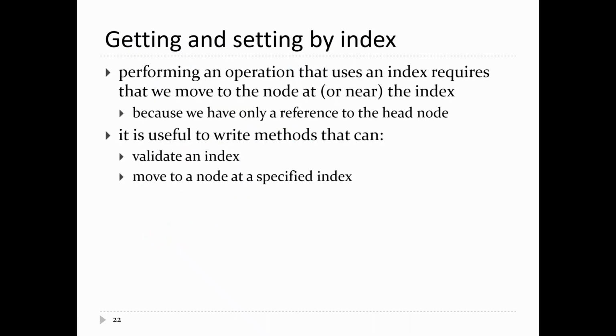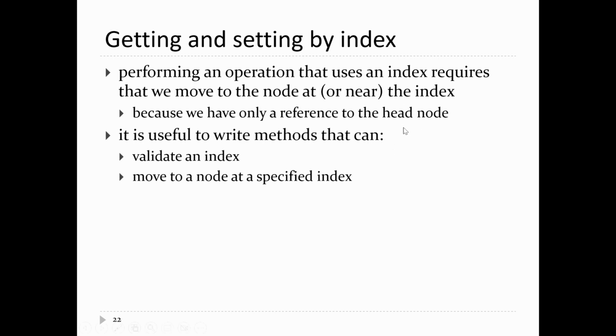Okay, so what about getting and setting by index, or removing by index, or doing anything else by index? In a linked list, the problem is you don't have direct access to the node at index n. So if you want to perform some operation that uses an index, you have to start at the head node and move to the node that you want. That's because we only have a reference to the head node, except in the case where you're doing something at the end of the list, because we also have a reference to the tail node.